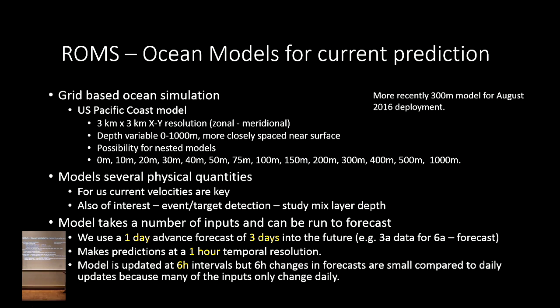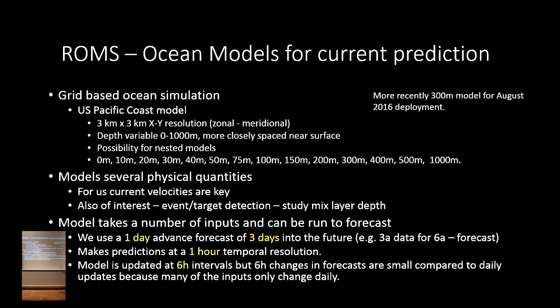For some reason, oceanographers call this zonal and meridional. Don't ask me why. It has variable depth, so you can see all these different depths. And then they nest these models. So there's a 3 kilometer model that runs all up and down the west coast, but in some areas of interest, like where we're going to be deploying, we have a 300 meter model. It models things like salinity, pressure, and ocean currents. All we care about are the ocean currents, the ocean velocities.